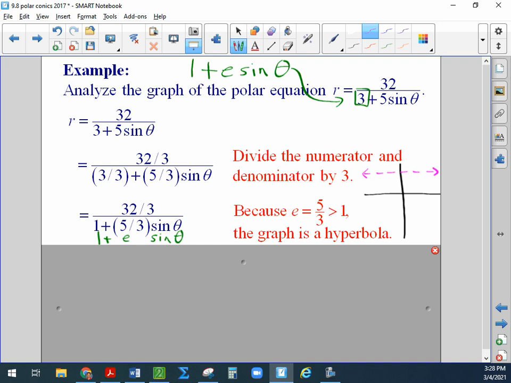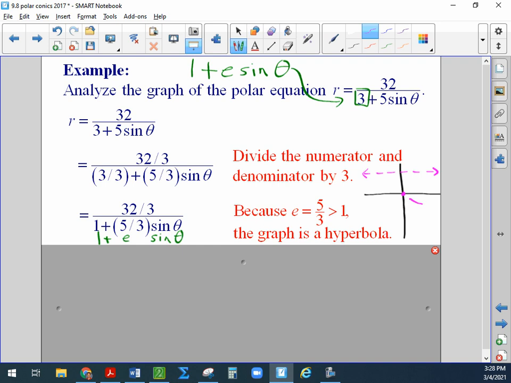We started with a directrix to the right of the pole, and we derived the equation, and that equation had a plus e cosine theta. And we talked about how if it was minus e cosine theta, that means we would have been looking at a directrix to the left of the pole, and then we translated that. So what does that mean for plus sine theta versus minus sine theta? The 1 plus e sine theta means my directrix is above the pole.